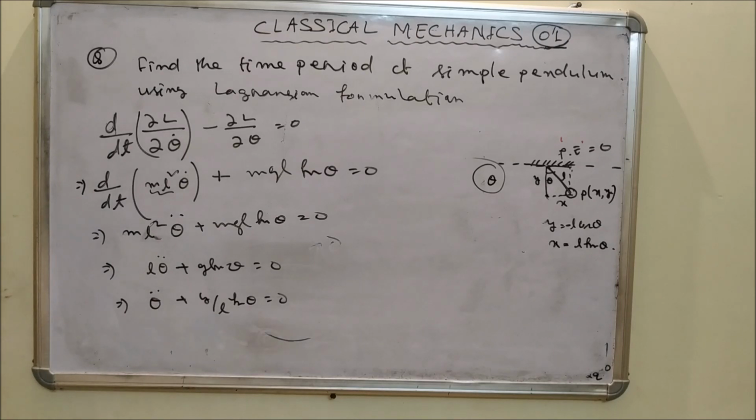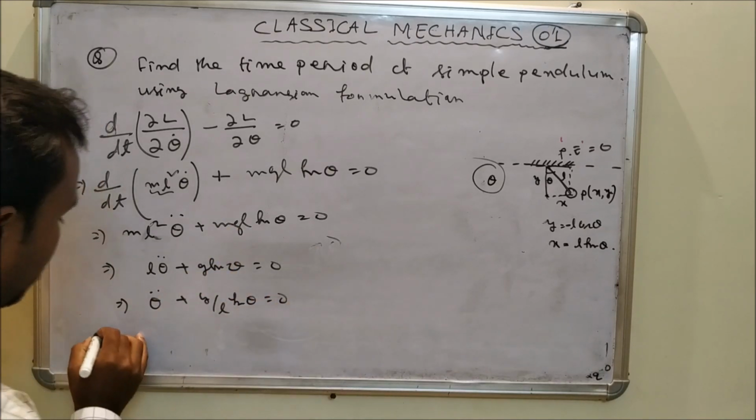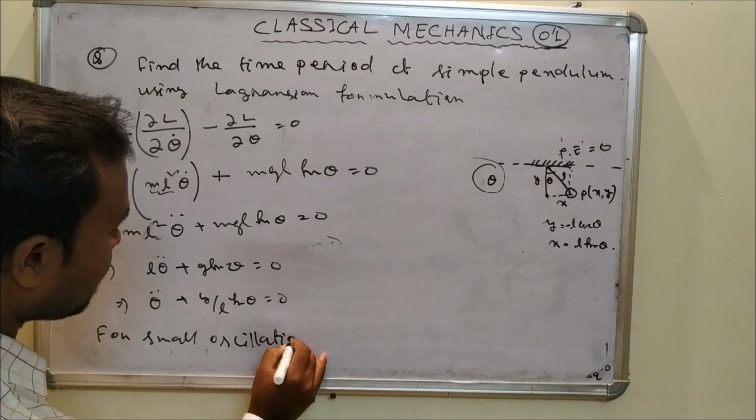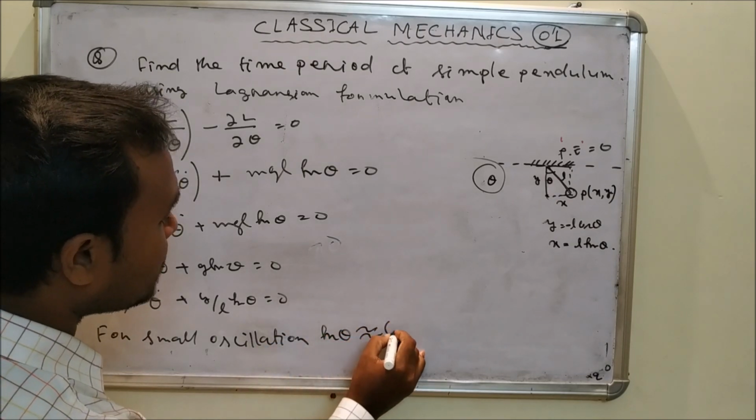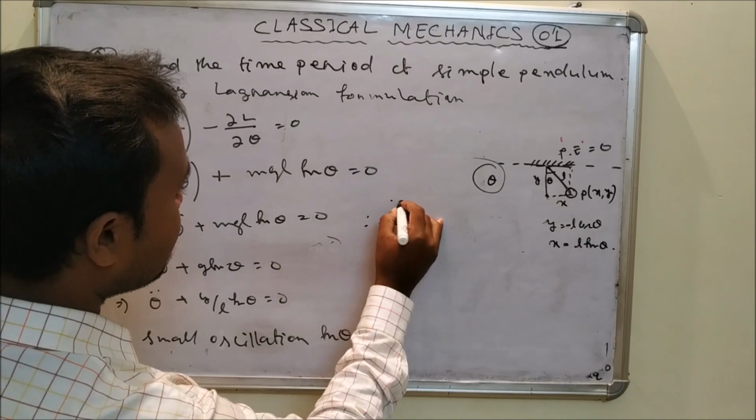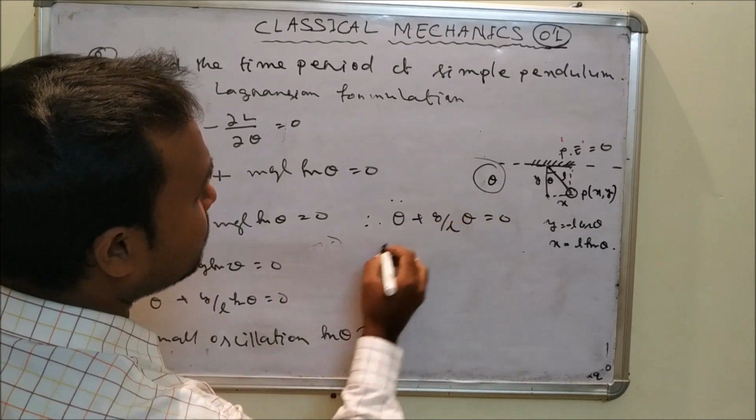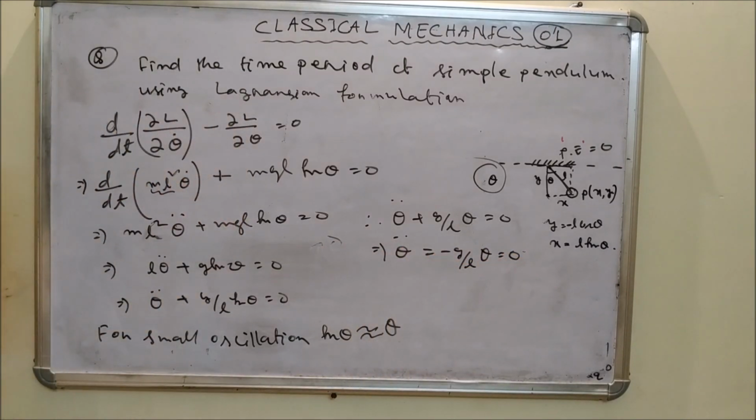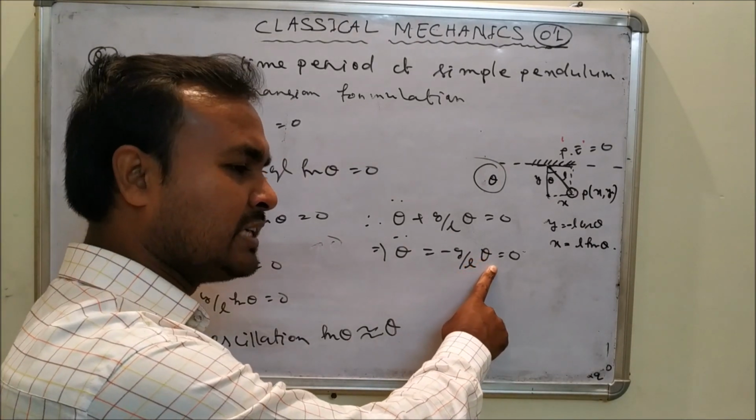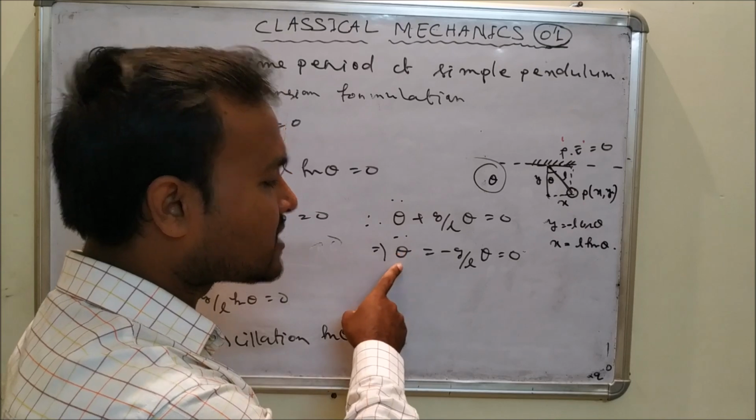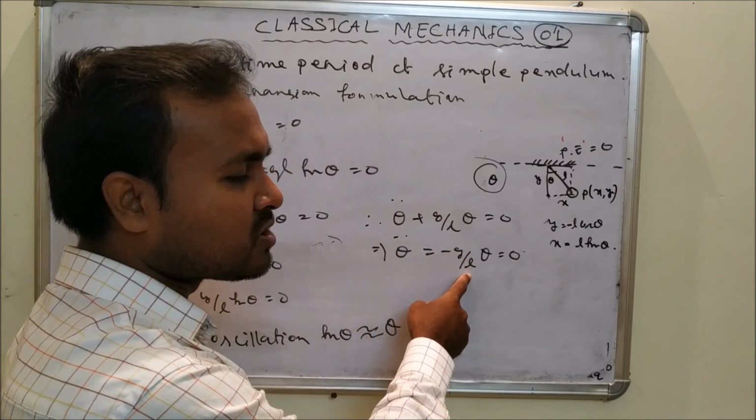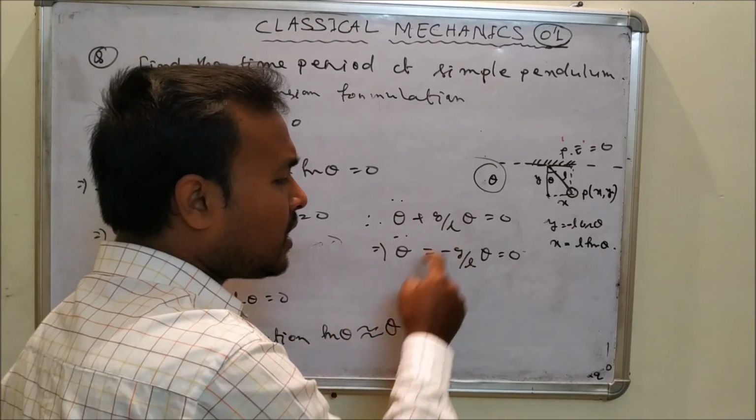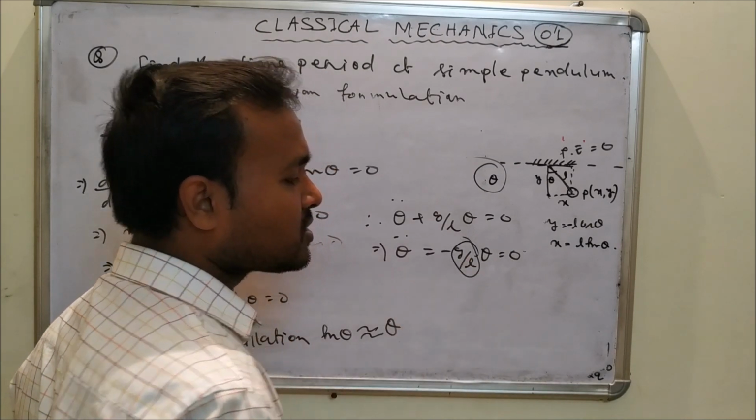Okay. Now for a small oscillation, sin θ is equal to θ, right? So in that case, θ double dot plus g upon L θ equal to 0, and that means θ double dot equal to minus g upon L θ. Now look at this point: θ is the displacement, θ double dot represents the acceleration, and this g by L is a constant, right? L is fixed, g is the gravitational constant.